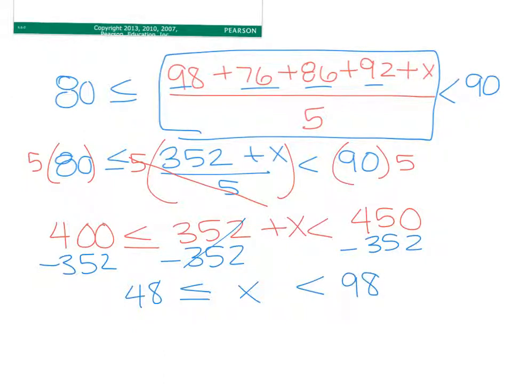So if Devin scores a 48 or higher all the way up to a 98, he's going to be in the B category. So the only way for him to get an A is he's going to have to get a 98 or higher on the exam in order to get an A.